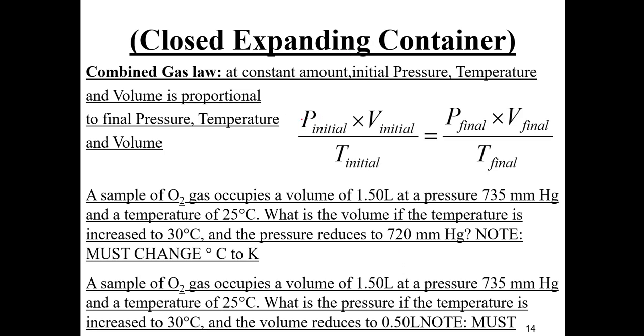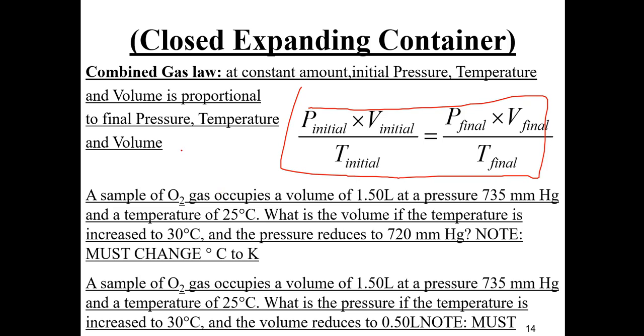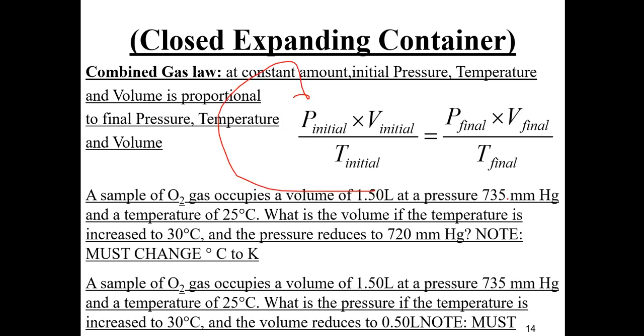And then the last one is the combined gas law. So this is when we combine everything. We combine pressure, temperature, and volume. So everything changes. Mathematically, it's still pretty straightforward. You're simply going to plug in all of your values, although change Celsius to Kelvin, and you're going to solve for the unknown.